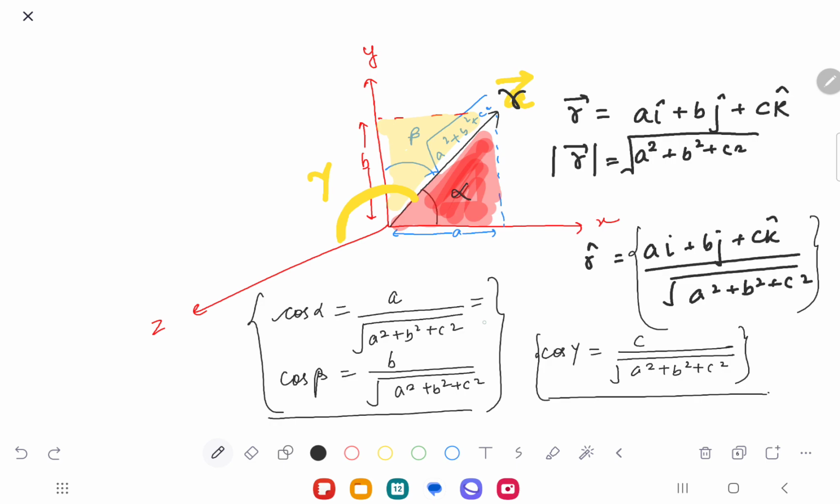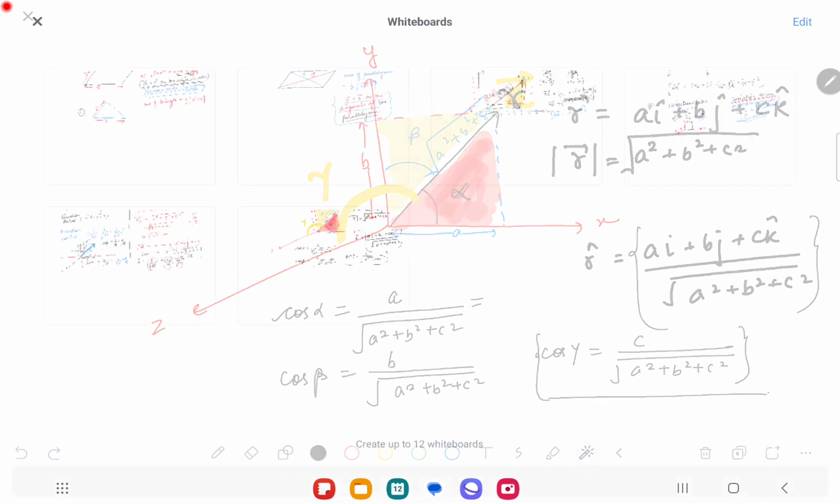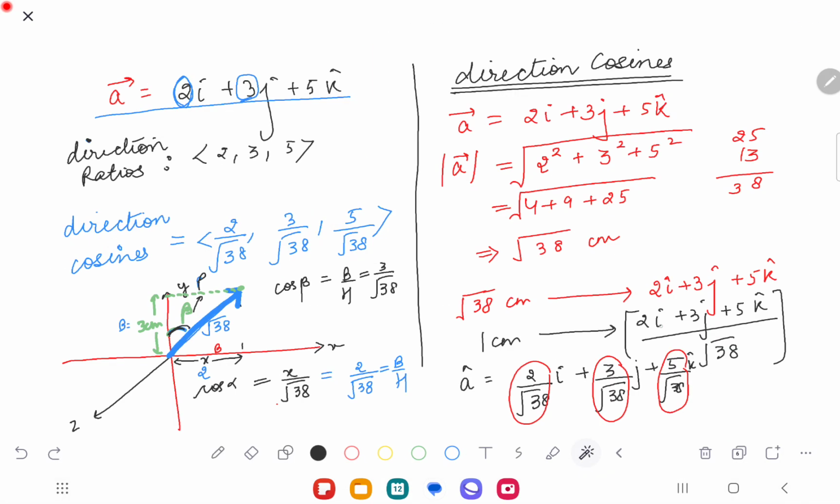So now if you see this, these are my direction cosines. Now it should be very clear why we are calling them direction cosines. The coefficients of the unit vector are basically giving me the values of cos alpha, where alpha is the angle that the vector makes with the x-axis, cos beta, and cos gamma. So I have the value of cos alpha, I have the value of cos beta, and I have the value of cos gamma. You understand?